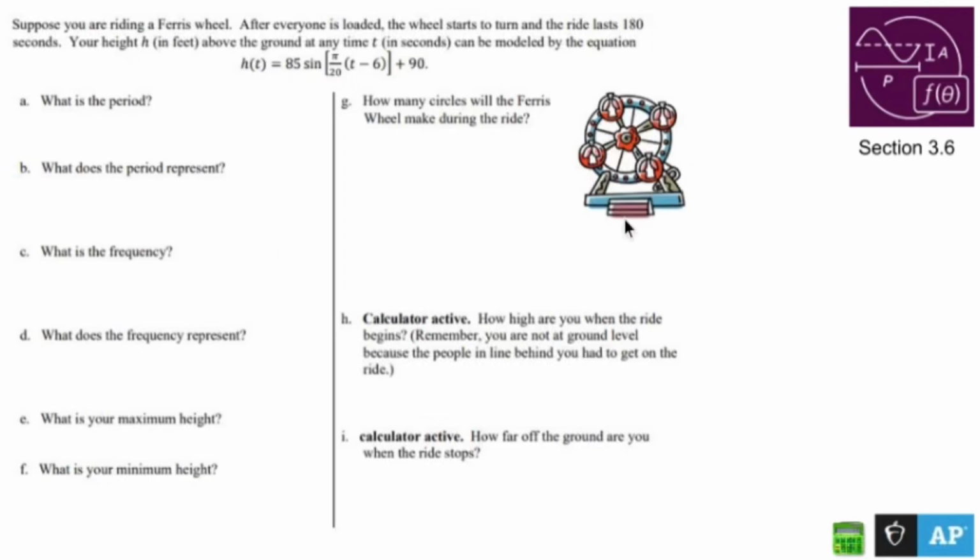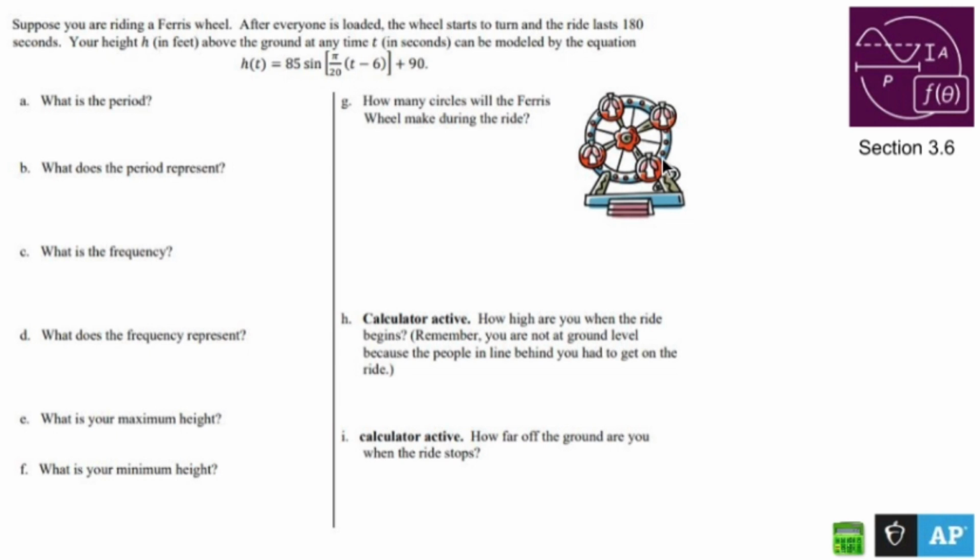All right, we've got ourselves a really important problem here about Ferris wheels. You will see problems like this all over the place. Suppose you are riding a Ferris wheel. After everyone is loaded, the wheel starts to turn and the ride lasts 180 seconds. Your height h in feet above the ground at any time t in seconds can be modeled by the equation h of t equals 85 sine pi over 20 times the quantity t minus 6, plus 90.